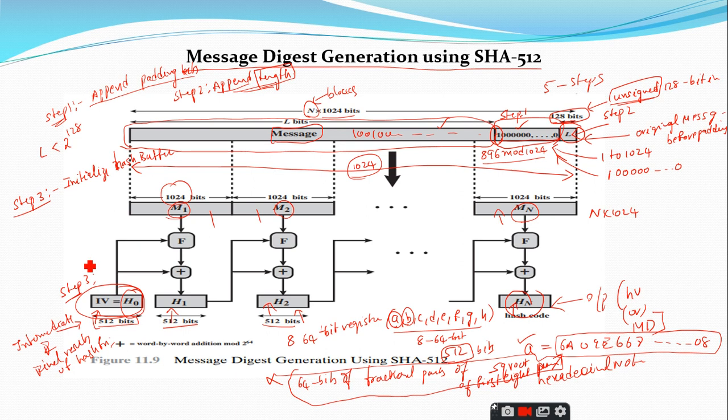And once step 3 is completed, once you have initialized the hash buffer with the initial values of the 8 64-bit registers, we are entering into step 4, which is very, very important, and this is the heart of SHA-512. This step is defined as the processing step. So we are going to process the message here, in 1024-bit blocks.